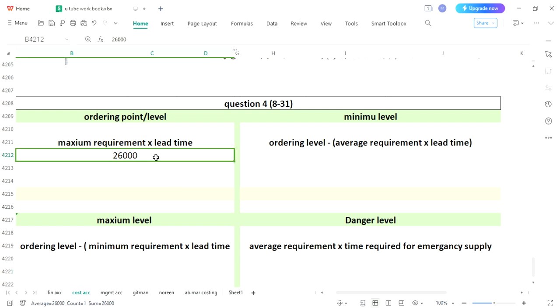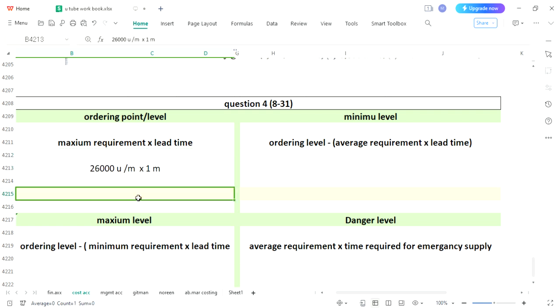So lead time was given as 30 days. Instead of 30 days, we will write 1 month. And these are the number of units. As you can see, the number of units was given per month, and we have changed the time as well to 1 month. So our problem has been sorted out. We can now calculate our ordering point. You will pick 26,000 and multiply it with only 1.